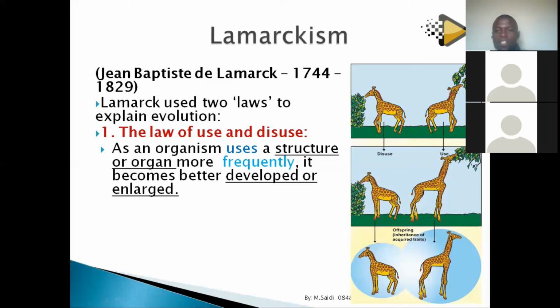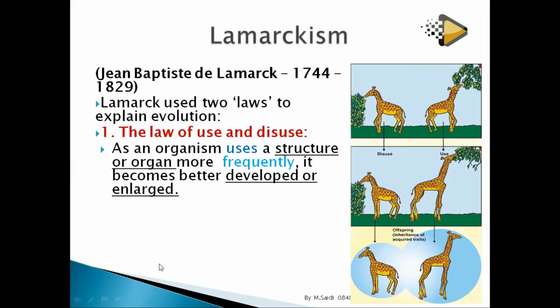For example, if you're a bodybuilder and you make muscles, and you have a kid, the kid is going to be born with the muscles. The kid doesn't need to go to the gym. The more you use the strength, the more it becomes bigger and stronger, and these characters are transferred to the next generation. That's what he says. However, we will see that there are some loopholes. But it gave us at least a basis to explain these ideas.